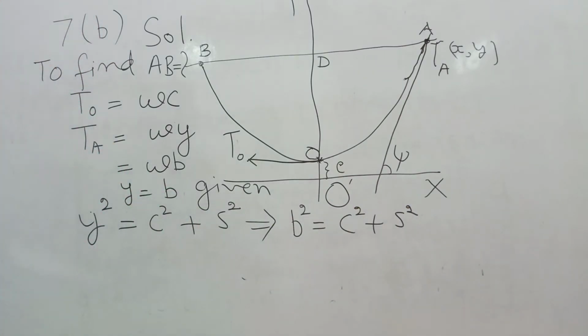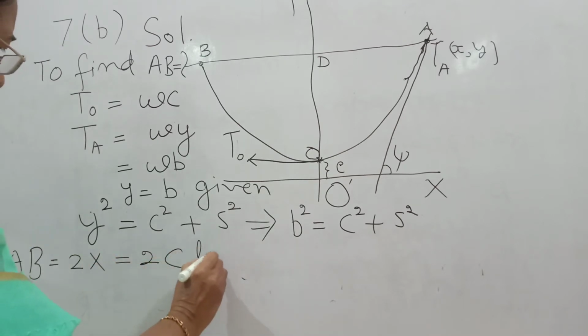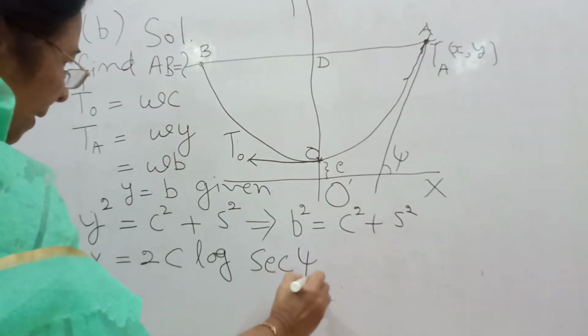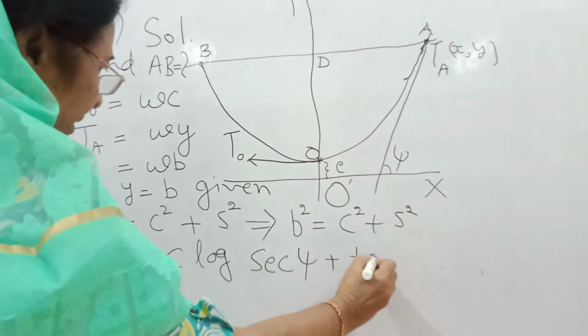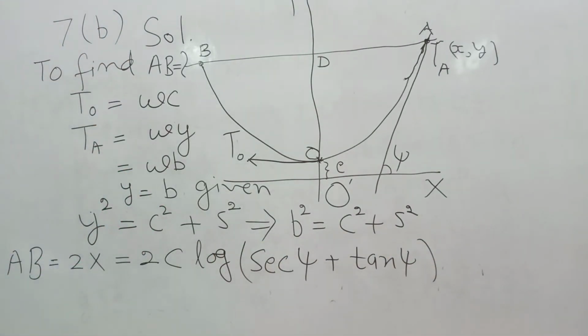Now first of all, we want to find AB. AB means 2x. AB is 2 times x, and the formula for x is c log (sec psi plus tan psi). This is also a result which is obtained while solving the questions of common catenary.